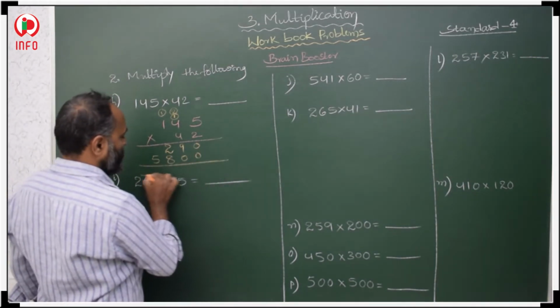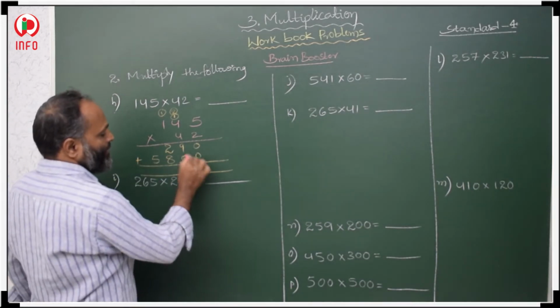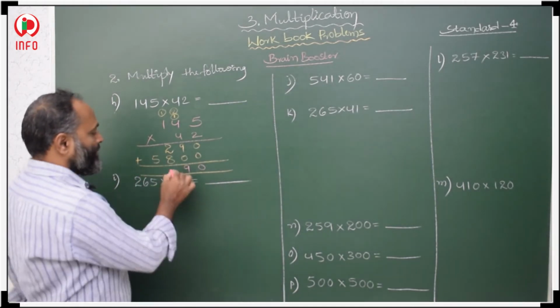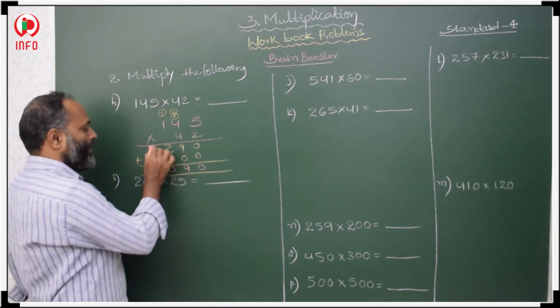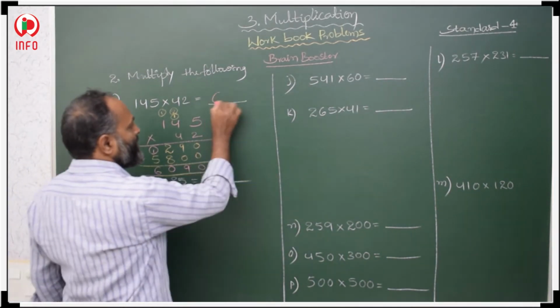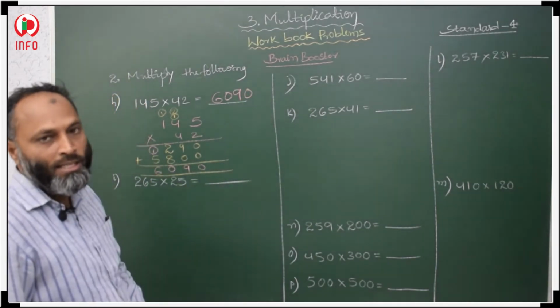Then add. 0 plus 0, 0. 9 plus 0, 9. 8 plus 2, 10. 5 plus 1, 6. 6090. What is your answer? 6090. This is your answer.